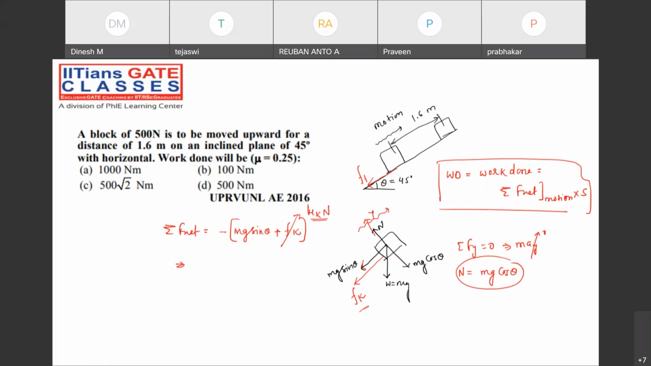Tell me guys, what will be the answer? Now just forget about the negative sign, just calculate the magnitude. Then what will be the answer? 500 sine 45 plus mu k 0.25 into 500 into cos 45, right? Now if you calculate the force, the force value will come out to be 500 into 1 upon root 2 into 1.25. Now you multiply with the distance 1.6, and you are calculating the total work done. Are you getting the answer as 500 into root 2?